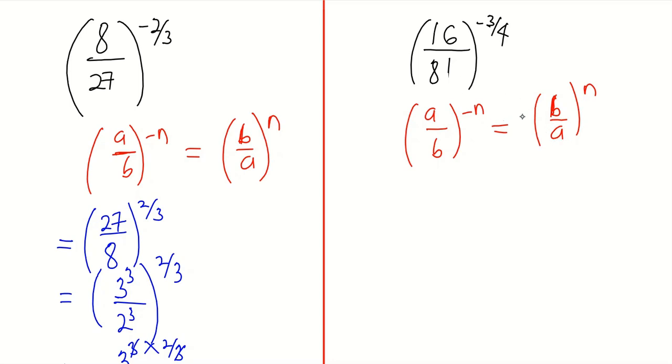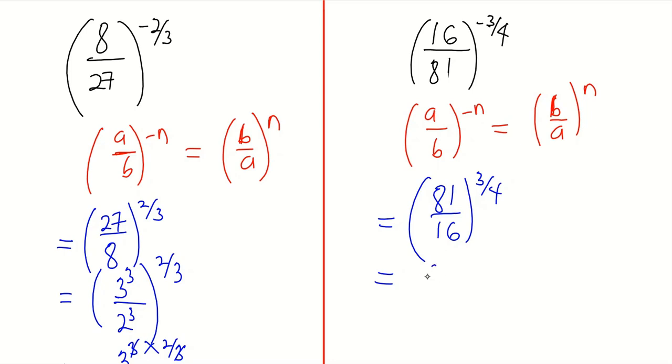And so the same thing applies to the example we have here. We are just going to take the reciprocal of these two numbers and change the exponent to positive. And so with that, we are going to have in brackets 81 out of 16 exponent 3 out of 4. And so with this, we continue by writing, we know 81 can be expressed as 3 exponent 4, and 16 can also be expressed as 2 exponent 4.